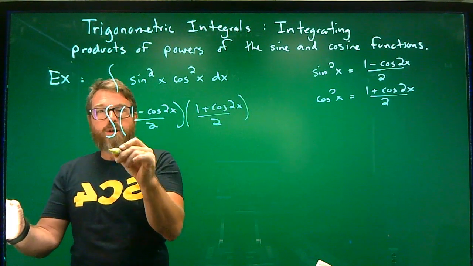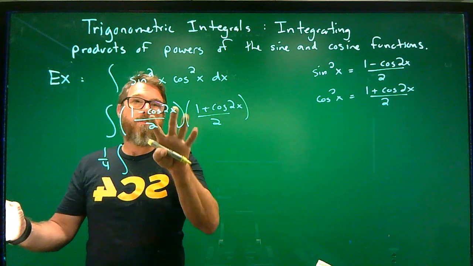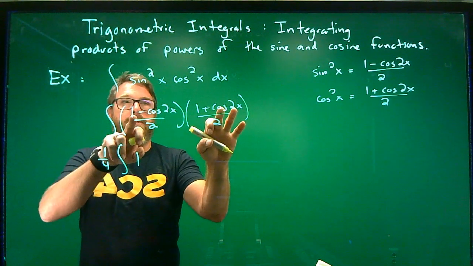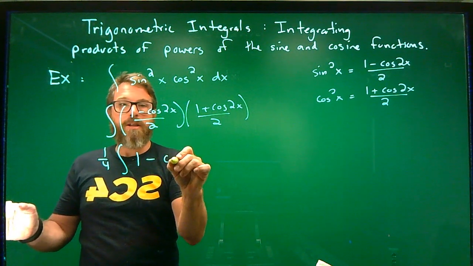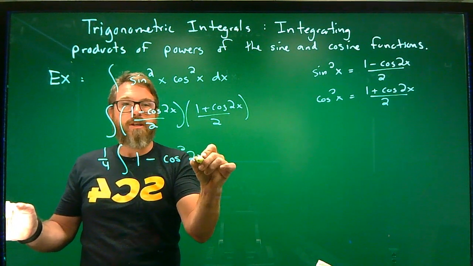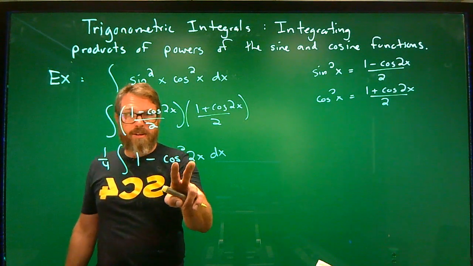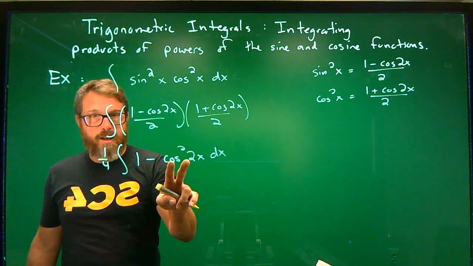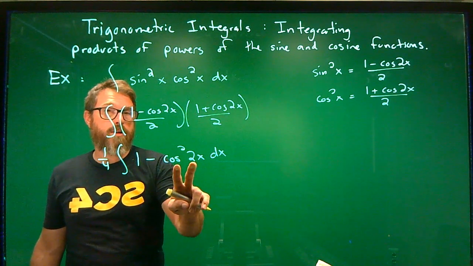I can factor out that 1/4 integral, and then I can multiply those two binomials. So outside and inside will cancel. So this is going to be 1 minus the cosine squared of 2x. Now again, what I've noticed is that I have another even power. I can integrate 1, which is going to be x, but integrating this thing, I'm going to have to use this.